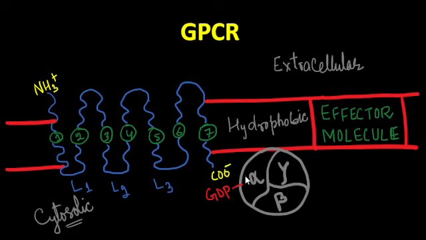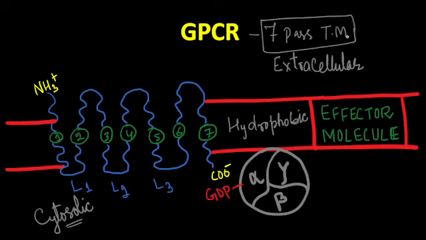First, we will look at how a GPCR looks. If we talk about GPCR, we can see that GPCR is a seven pass transmembrane protein. So GPCR is a receptor that is basically 7 pass. You can see from the diagram we have here a 7 pass transmembrane protein. We call it GPCR.